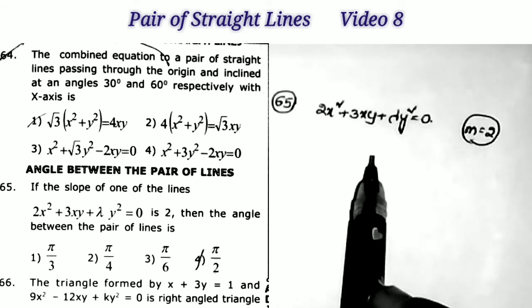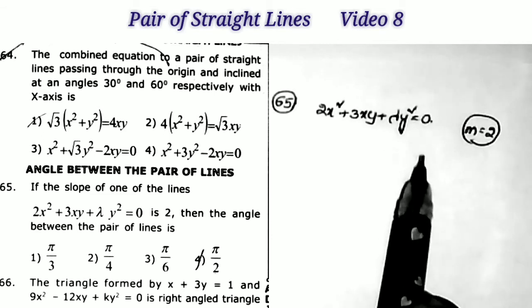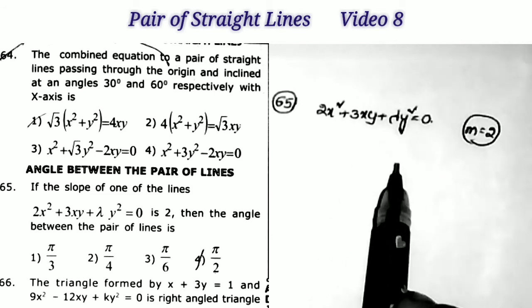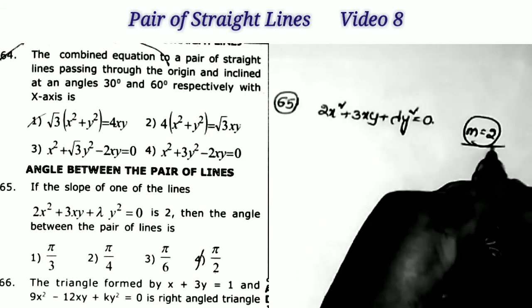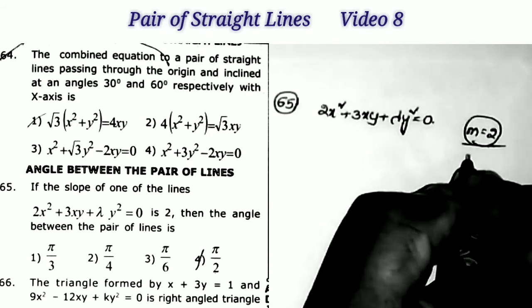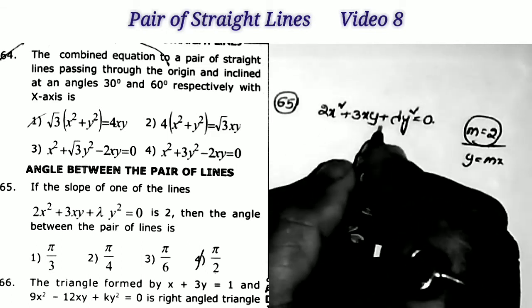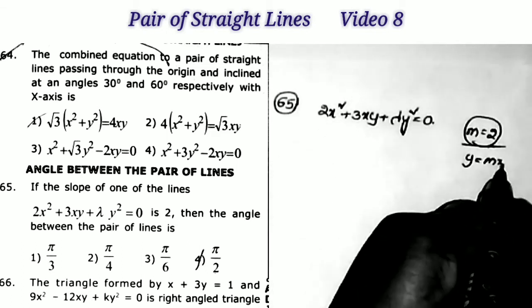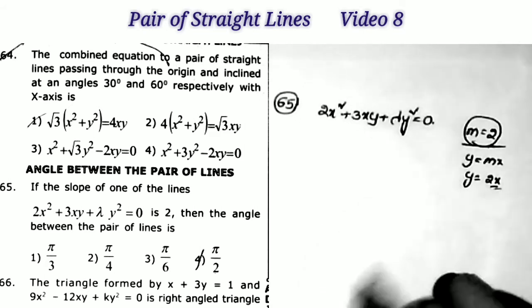If the slope of one of the lines of 2x square plus 3xy plus lambda y square is equal to 0 is 2, then the angle between the pair of lines is equal to. So given that slope of one of the lines is equal to m is equal to 2. Now what is the line equation? Y is equal to mx. Since this is the pair of lines passing through the origin, what is the equation of the line? Y is equal to mx. That is, y is equal to 2x.